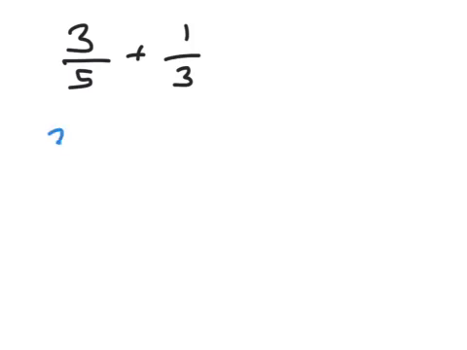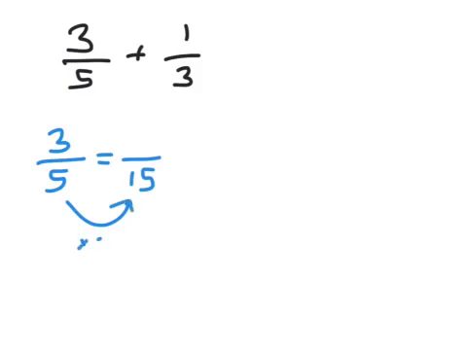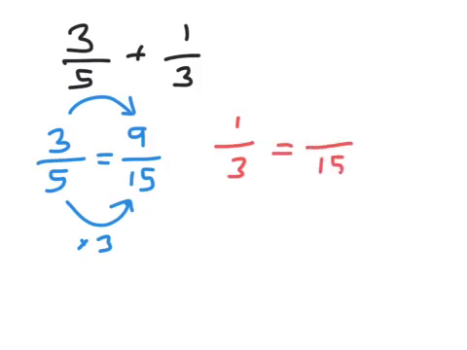So I start with my 3/5, which is the same as, I'm going to try and turn that into 15ths. 5 times by 3 is 15, so I also multiply the top by 3, 3 3s are 9. Then I need to work on my second fraction, 1/3. Again, I need to write it as 15ths. So 3 times by 5 this time makes 15, so I also multiply the top number by 5, which makes 5/15.